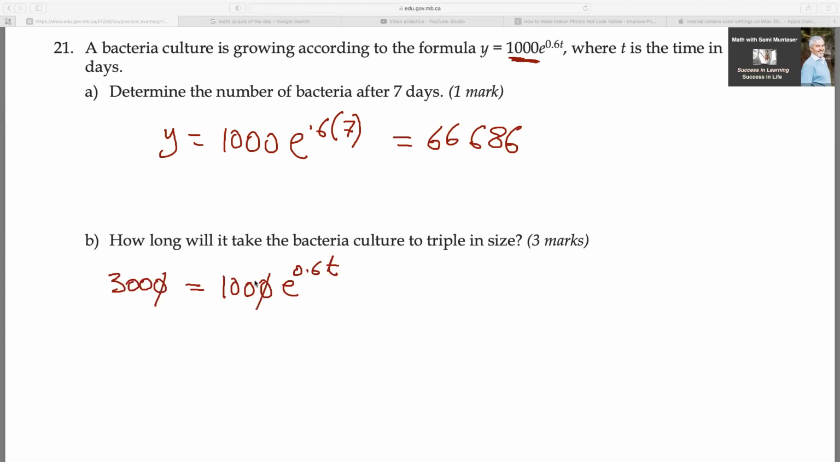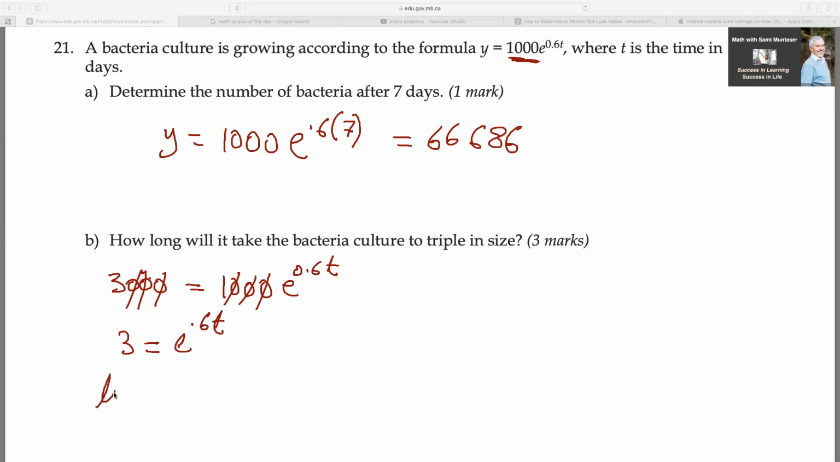So a 0 cancels a 0 from here. Another 0 cancels this 0. Another 0 cancels this 0. So 3 divided by 1 is going to be 3. Just know that if you're dividing and there are zeros on both sides, you could do that. So we have 3 equals e to the 0.6t.